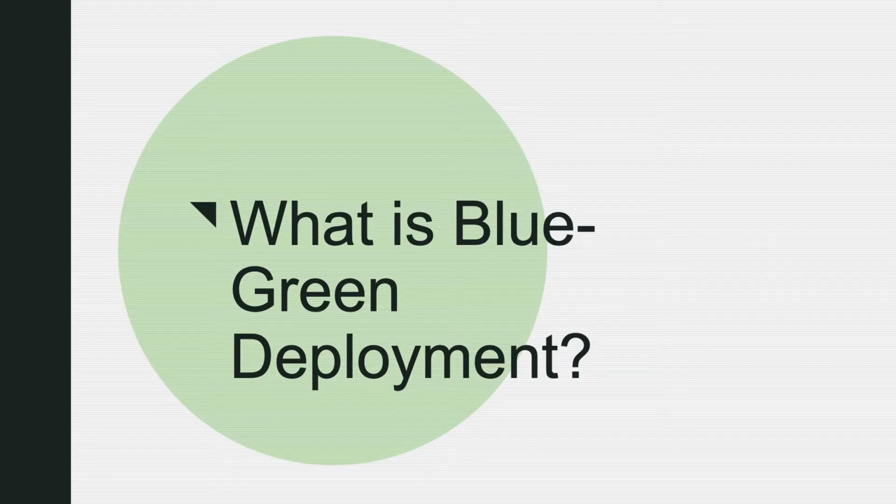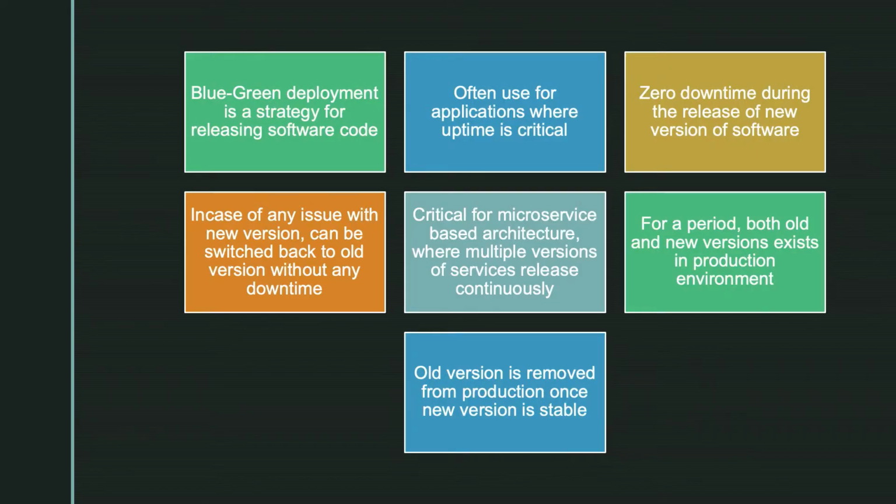So what is blue-green deployment? Blue-green deployment is a strategy to release software code. It is often used for applications where uptime is very critical and there is zero downtime during the release of a new version of software. In case of any issues, we can easily switch back to the old version without any downtime.